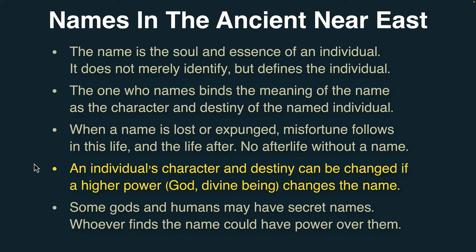Now we have the penultimate point here, which is that an individual's character and destiny can be changed if a higher power changes the name. Earlier we saw that when somebody gives the name, the person who received the name had his destiny and character set, fixed. It's almost like a fate. Well, it can be changed provided the name is changed, and somebody higher in the hierarchy can change it. That's another idea and belief that these people had. That's how strongly they thought about names.